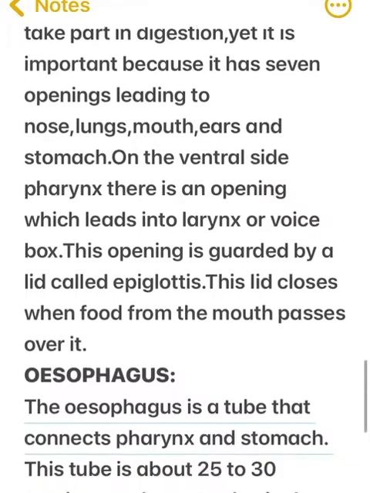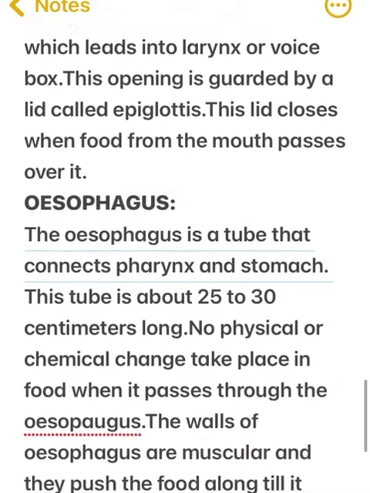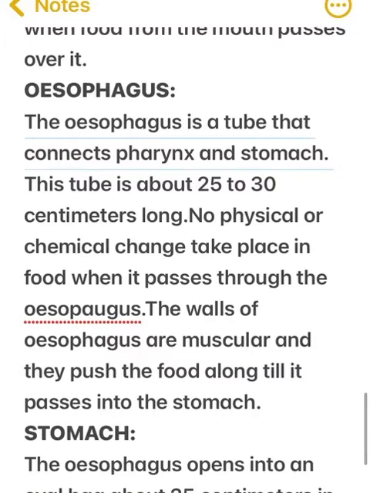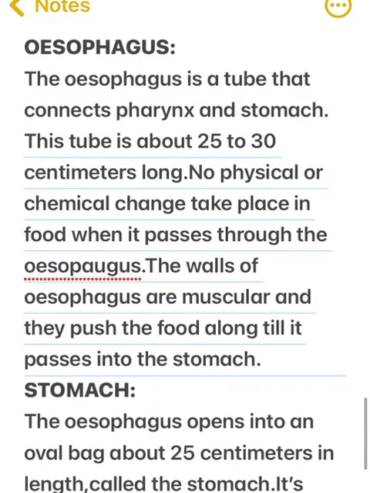Esophagus. The esophagus is a tube that connects the pharynx and stomach. This tube is about 25 to 30 centimeters long. No physical or chemical change takes place in food when it passes through the esophagus. The walls of the esophagus are muscular and they push the food along till it passes into the stomach.